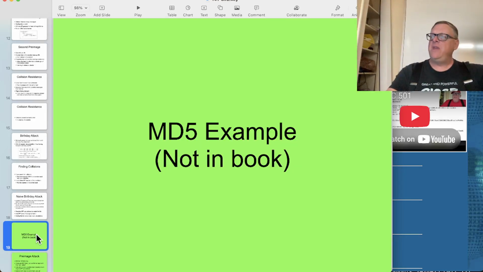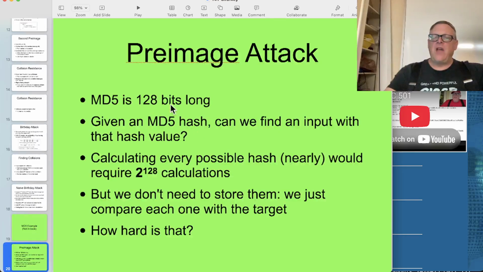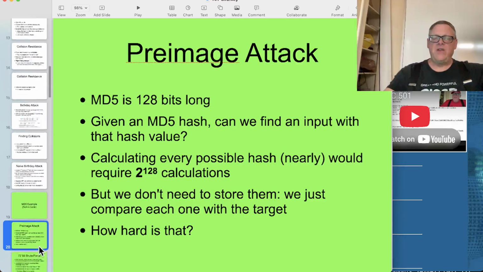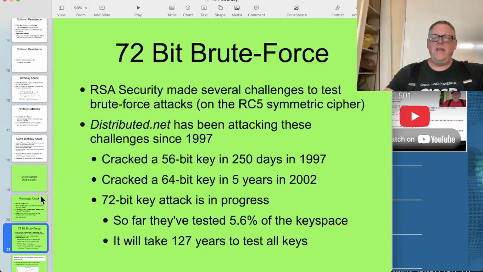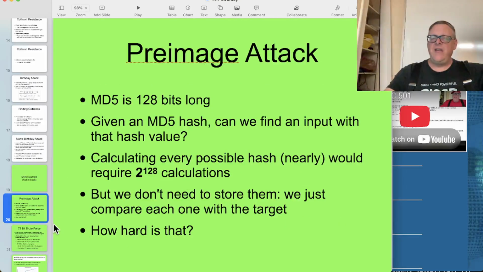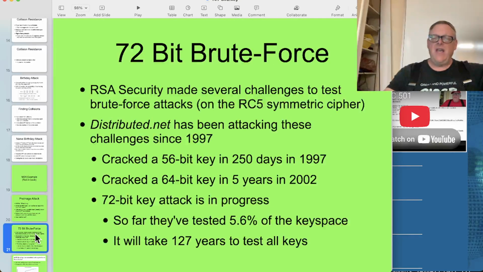So if you look at MD5, it's 128 bits long. If you wanted to do a pre-image attack, where I just give you a hash value and you have to find an input that'll make that hash, it's going to take something like 2 to the 128 calculations to do it. You don't need to store them, but you just need to compare each one to the target. So you say, how hard would it be to do 2 to the 128 calculations? And here's the answer. People have tried to test this.